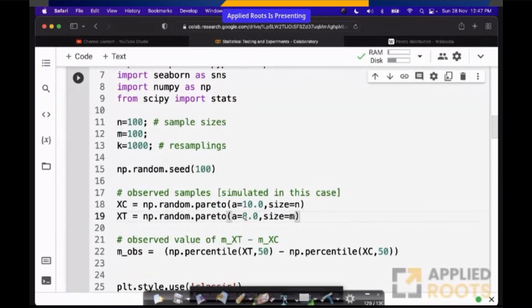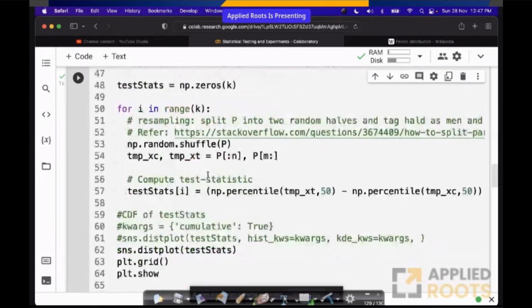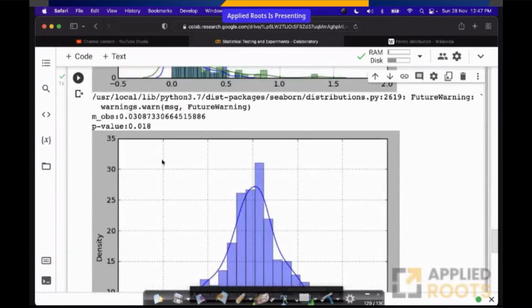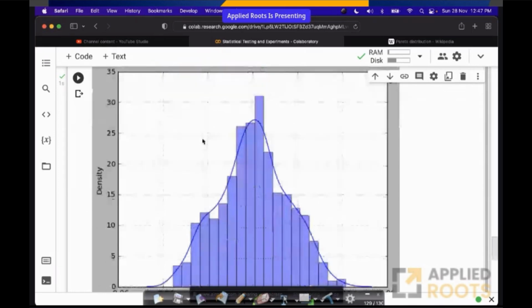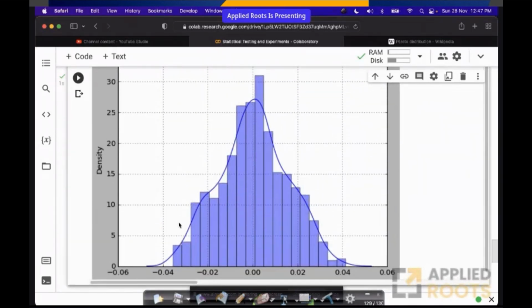Okay, so let's play around. I'm just changing it to 8. Now let's see what happens. We're just changing the raw data itself. Now what happens? What is the p-value that we got? Look at the p-value that we got now. The p-value that we got is 1.8%. What is the observed value now? Observed value is 0.03. Now this is, again, the PDF.